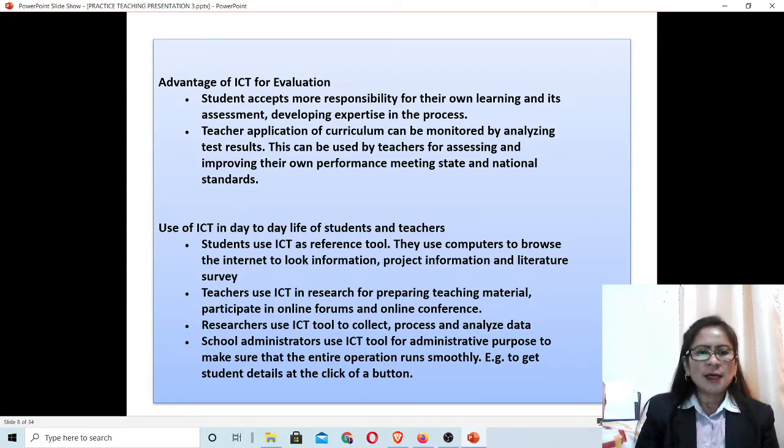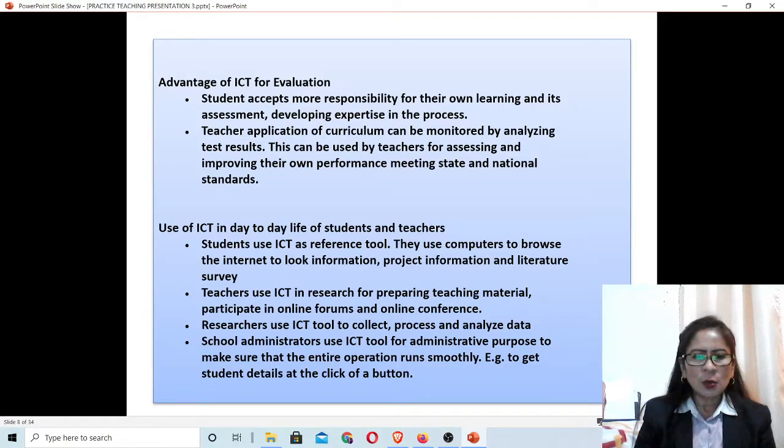Use of ICT in the day-to-day life of students and teachers. Students use ICT as a reference tool. They use computers to browse the internet to look for information, project information, and literature survey. Teachers use ICT in research for preparing teaching material. They participate in online forums and online conferences.